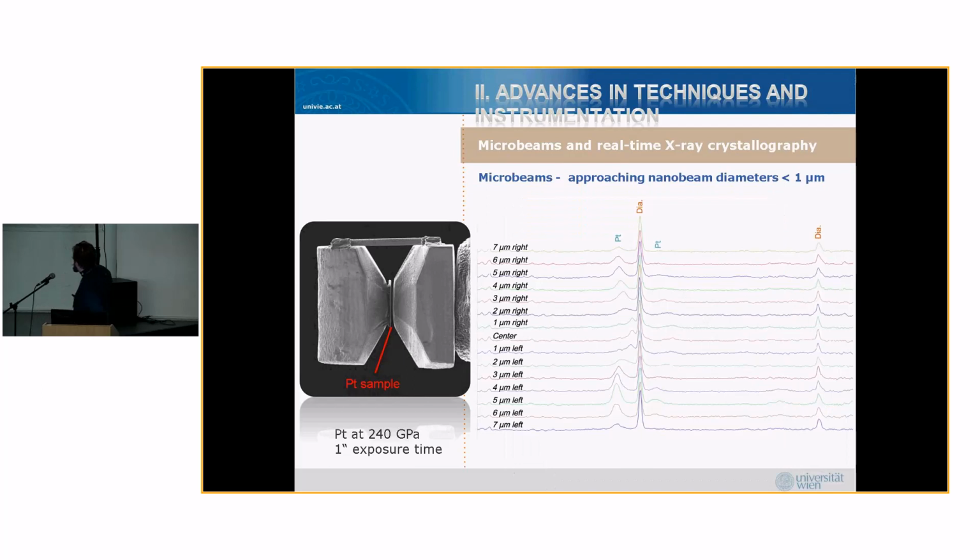So you see here again, this is what I was showing you before. You see here at the center, and then we displace the beam by 1 micron, by 2 microns, 3 microns, and you see the one peak of the platinum here. It's changing immediately. After 2 or 3 microns, it's going to much lower 2 theta values. That means you can see that there is a gradient of the pressure from the center just in a micrometer step, basically.